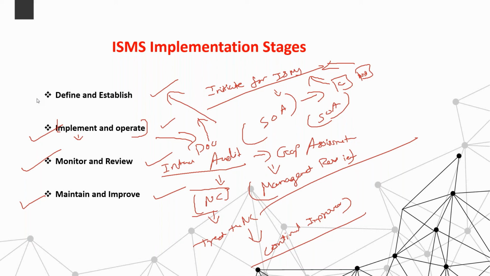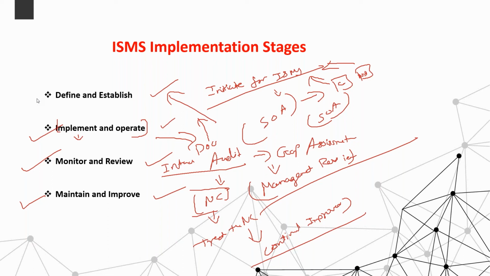Once it has been decided, create a SOA, statement of applicability, which all controls have been decided to put in that particular process. Decide which control is not required, that also needs to be published in your SOA too. Once that has been done, we move to our second stage: implement and operate. Implement the controls which have been decided, which have been given in the SOA. Once the implementation has been done, share that information inside the organization with your top management, that implementation has been done, these new controls have been added.